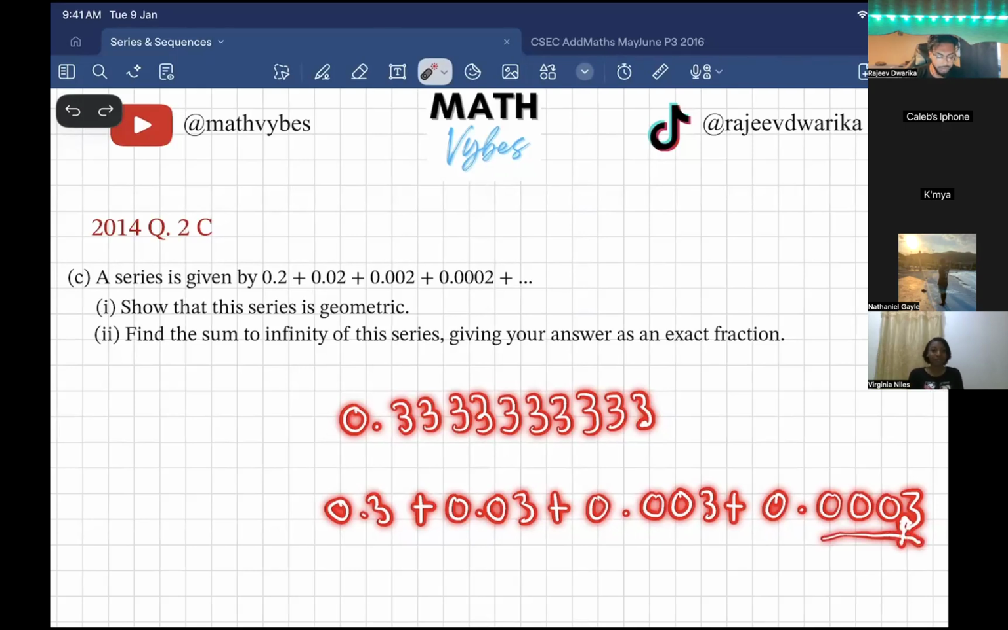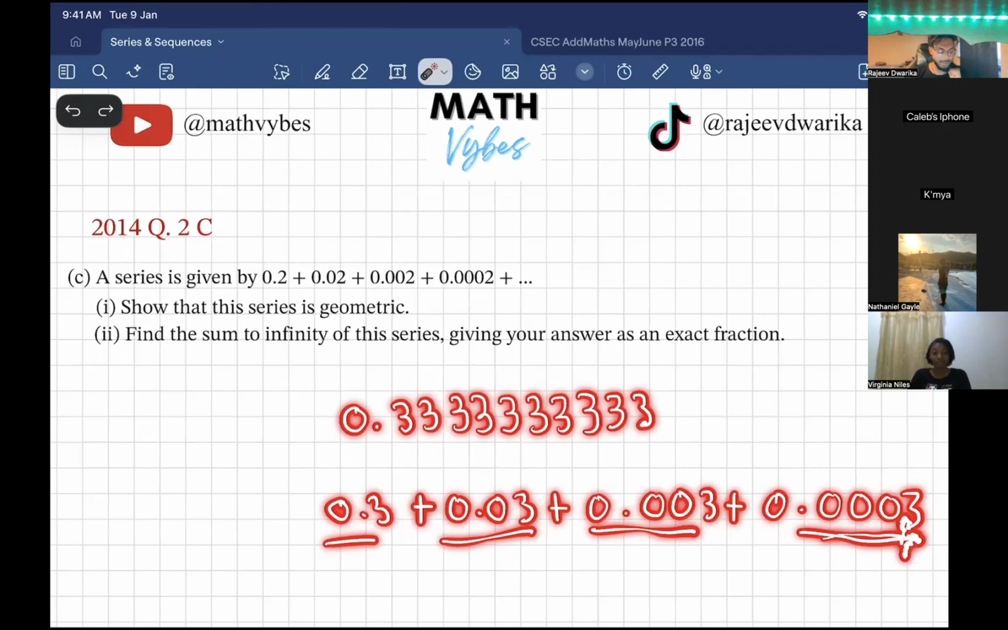If I keep going down the line, is my number getting bigger or smaller? Smaller. Eventually, I'll approach zero. I'll converge to zero, would I not? Think about it. If I had 0.0000000000000000003, would I even care about that number? No, sir. I'd just put zero and be done.